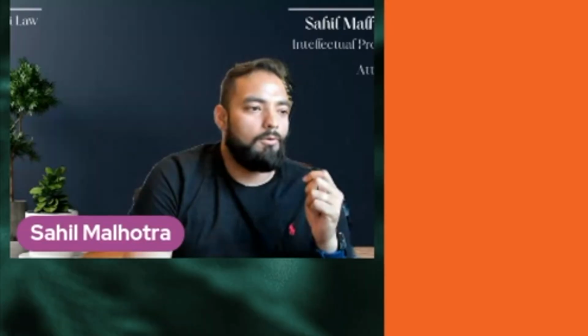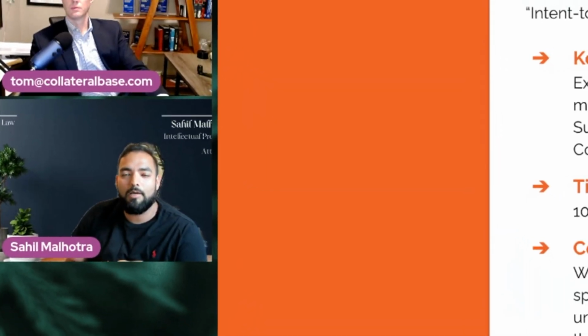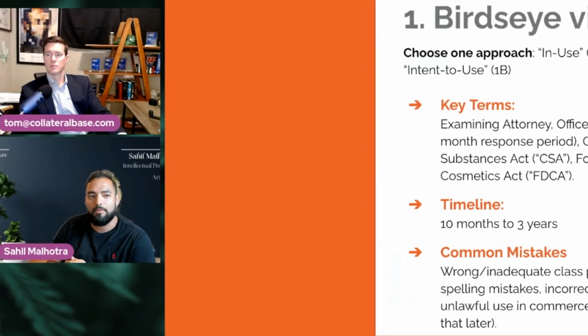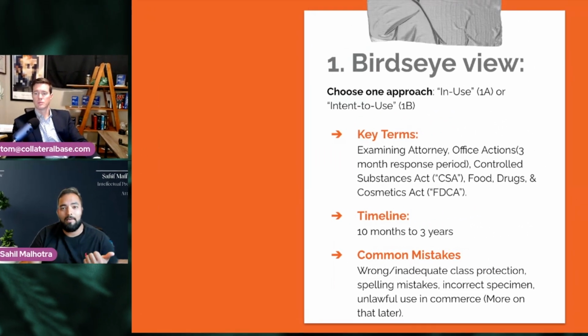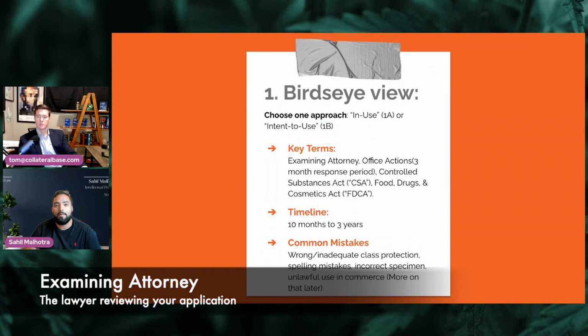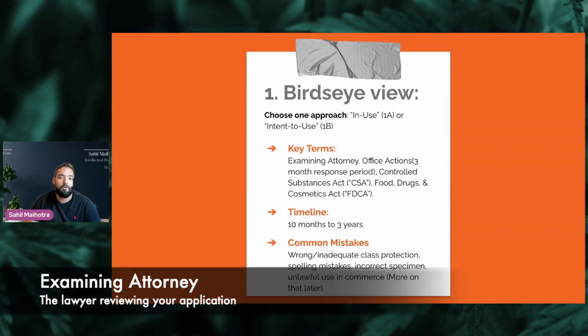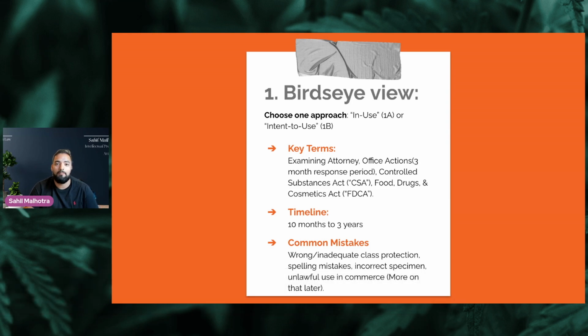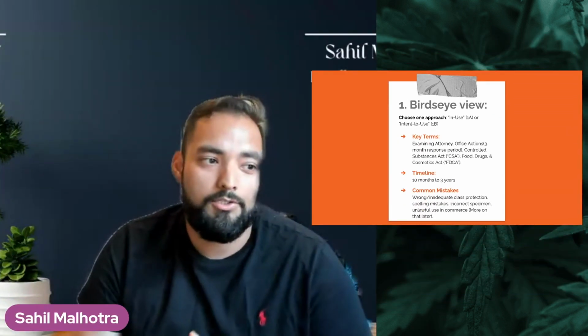Bird's eye view. We want to talk about the key terms that you'll probably need to be aware of when you're applying for a trademark. You need to know what an examining attorney is. Examining attorney is the attorney usually put on your application by the USPTO whenever you apply for a trademark. They're the ones you're going to have full contact with throughout your trademark journey.